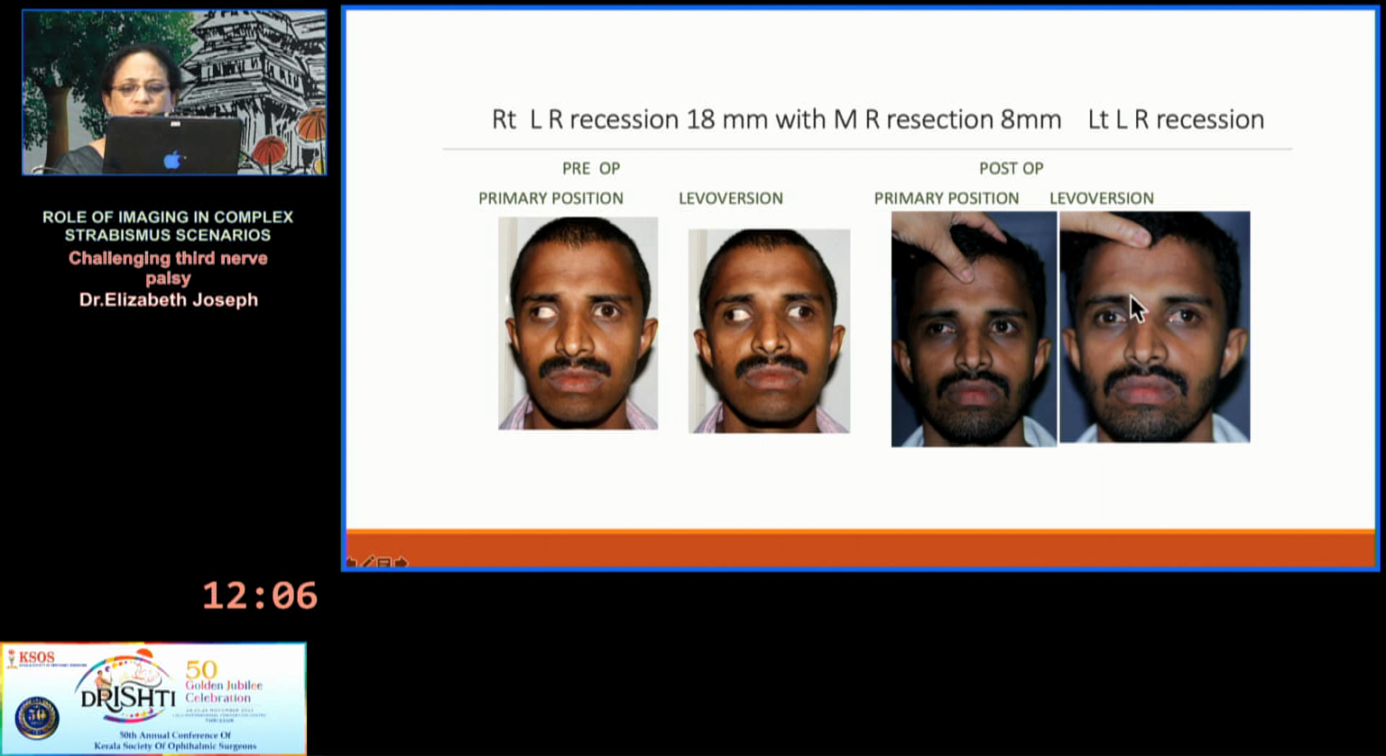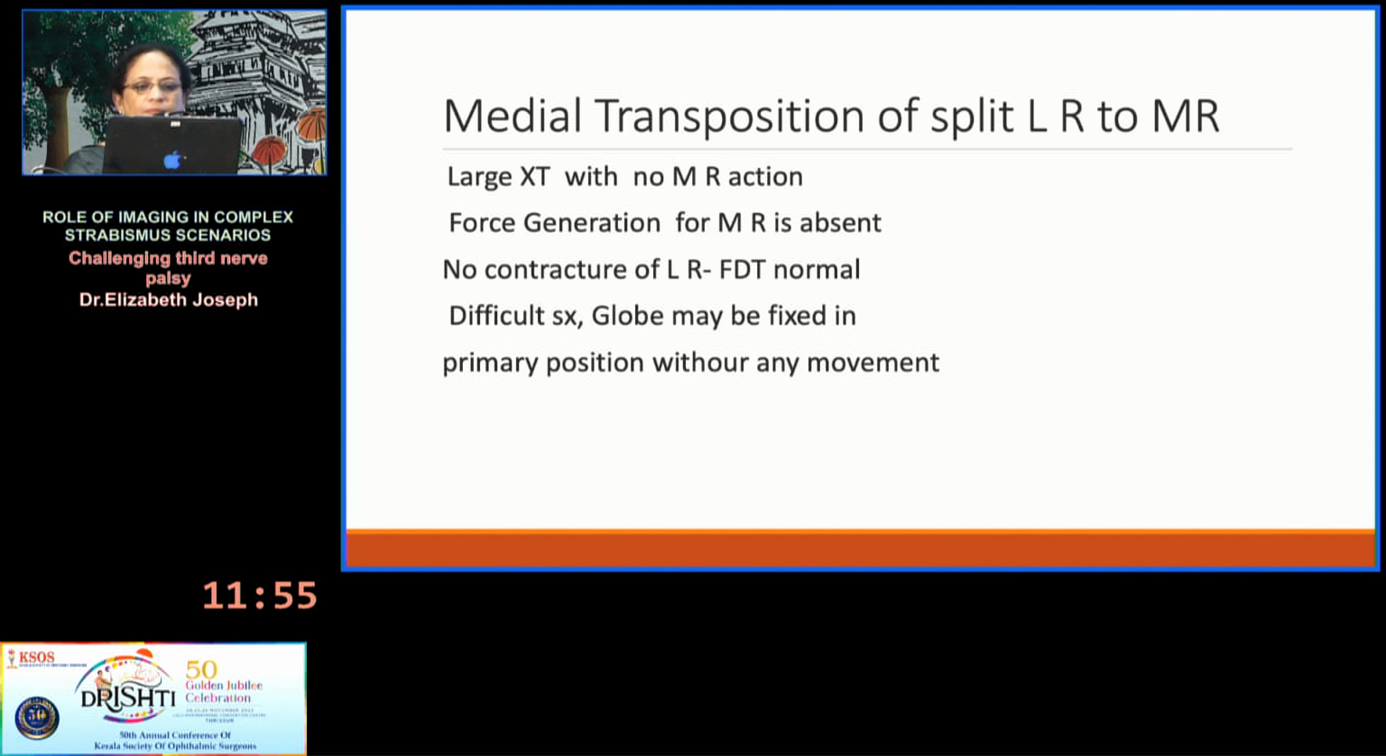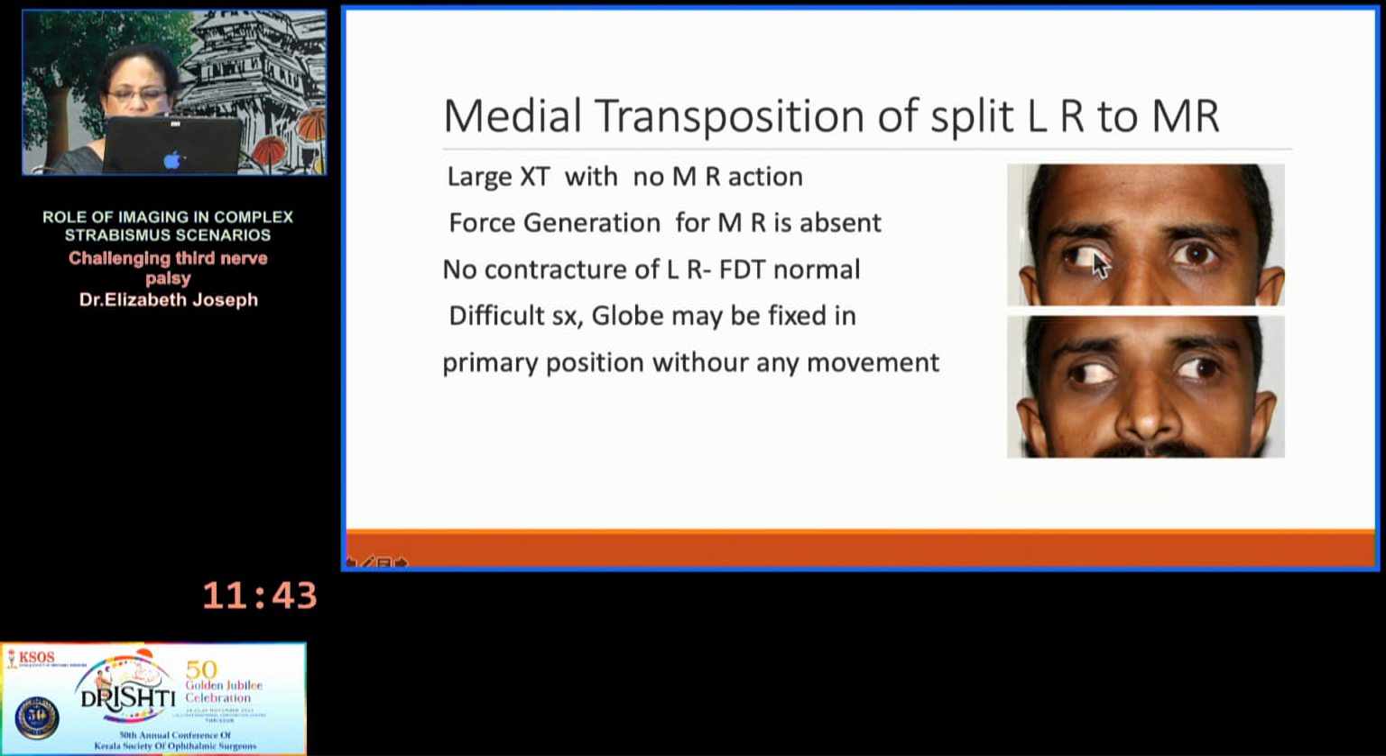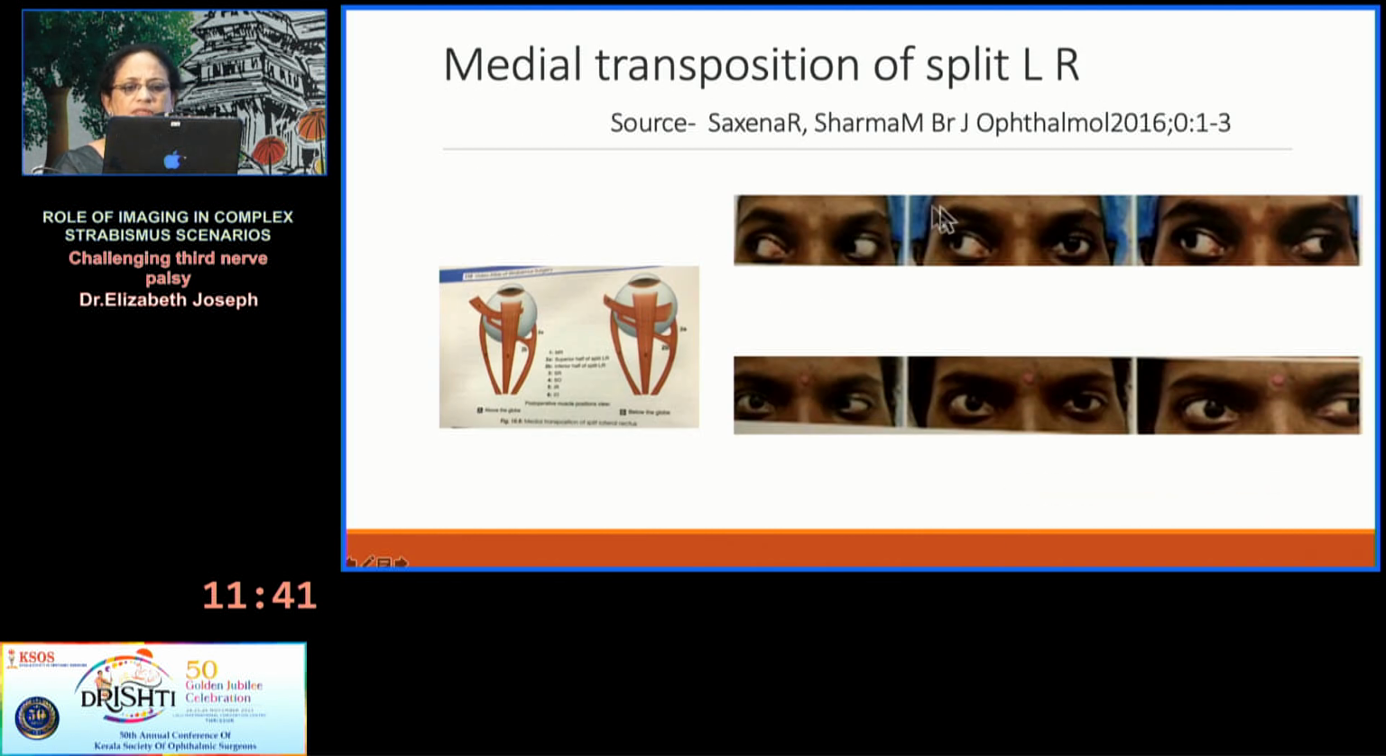If you want, there is a risk of exotropic drift again. If the exotropic drift occurs, we can do a globe fixation. See, in such a condition, the other alternative is to do transplantation of lateral rectus to the medial rectus. And that is a very difficult procedure.